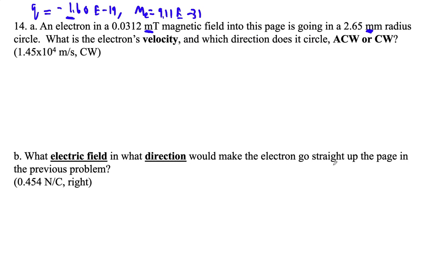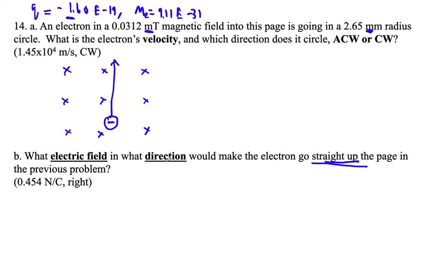Notice that in this question the electron is going straight up the page. So let's draw a picture of our electron going straight up the page in a magnetic field that's into the page. Let's figure out which way this guy is going to circle. The key thing is to use whatever direction they give you in the second problem. Draw a picture of it there, and it'll save you some work.